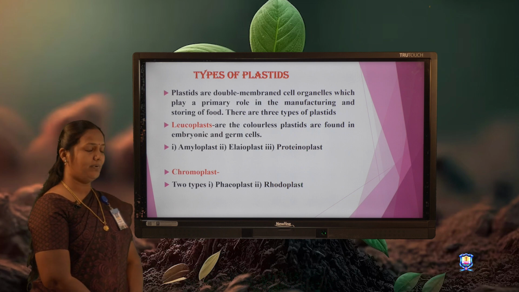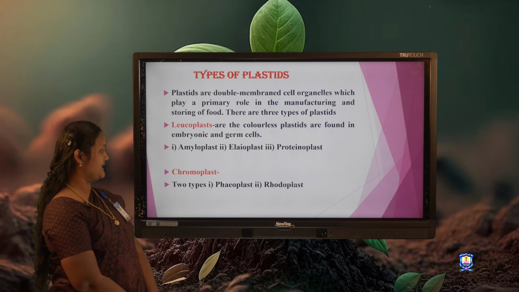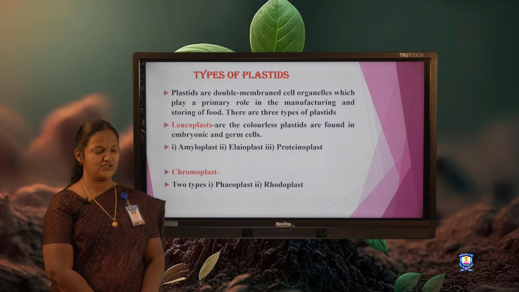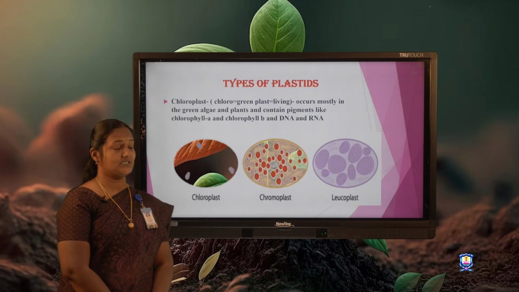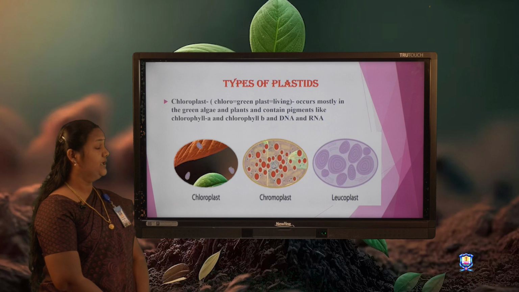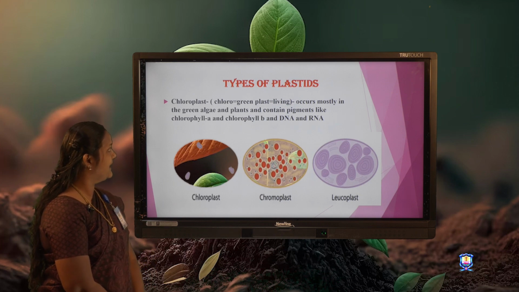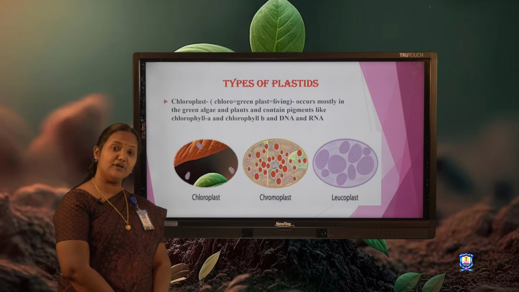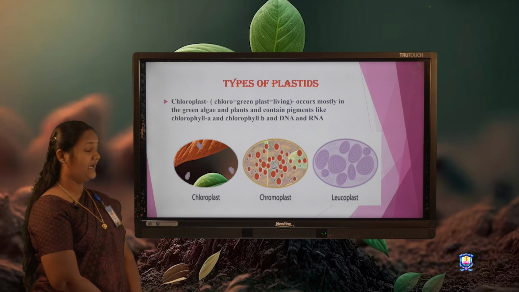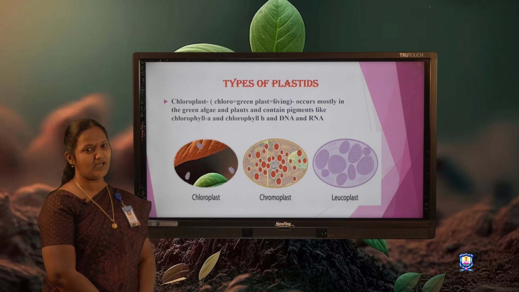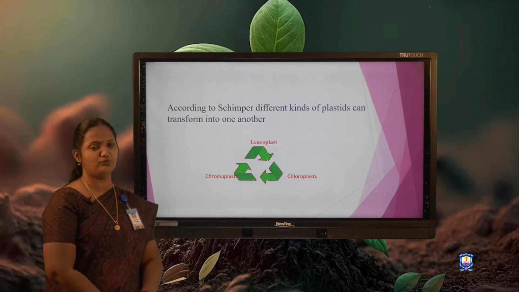The second one, chromoplast. Chroma means color. So color pigments are present in this type of plastid. It is also classified into 2 types, that is phaeoplast and rhodoplast. Again, the third one, that is the chloroplast. Chloro means green, and plast means living. This chloroplast is present from algae to higher plants. It contains pigments like chlorophyll A, chlorophyll B, DNA and RNA. According to Schimper, these different kinds of plastids can transform into one another.